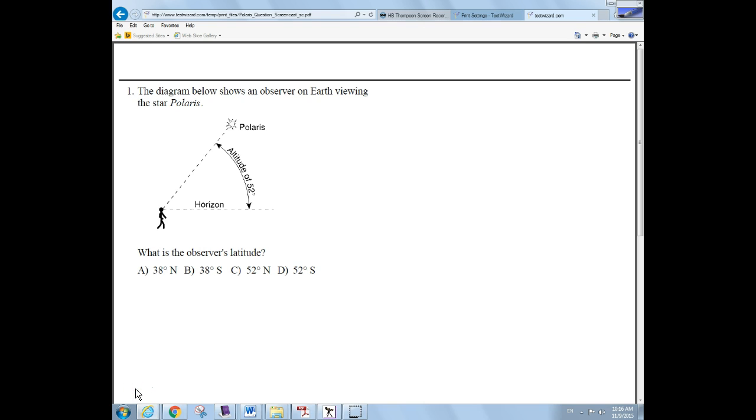Which brings us to this question. The diagram below shows an observer on Earth viewing the star Polaris. What is the observer's latitude? You can try and figure that one out for yourself, and when you see me tomorrow, you can tell me what letter the correct answer would be. And if you get it right, it might sound like you're telling me yes in Spanish.